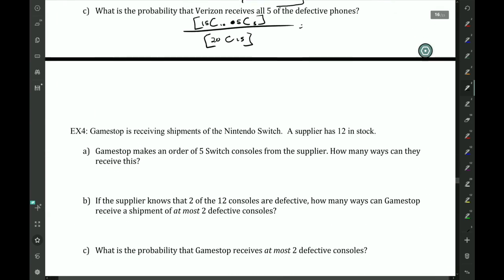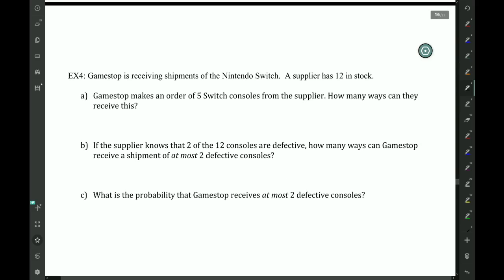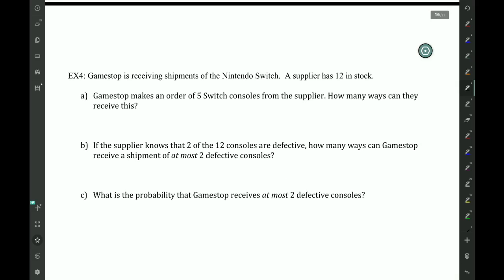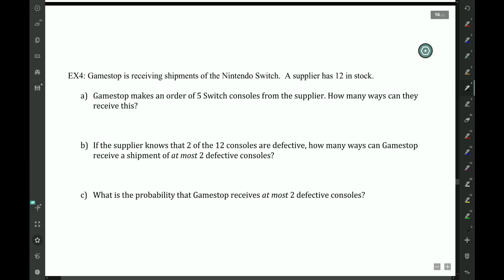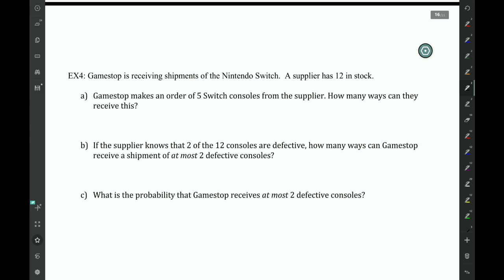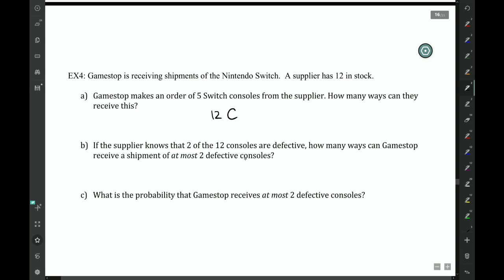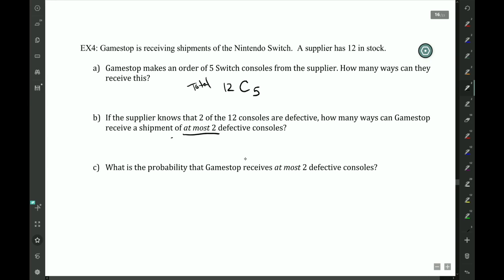The last type is very similar. 12 in stock, and an order of 5 Switch consoles is made from the supplier. So if there's 12, I'm choosing 5 of them. That's the total. Now, at most 2 defective consoles. Let's think here again. With at most, you need to think of scenarios. So scenario 1, scenario 2, and scenario 3.